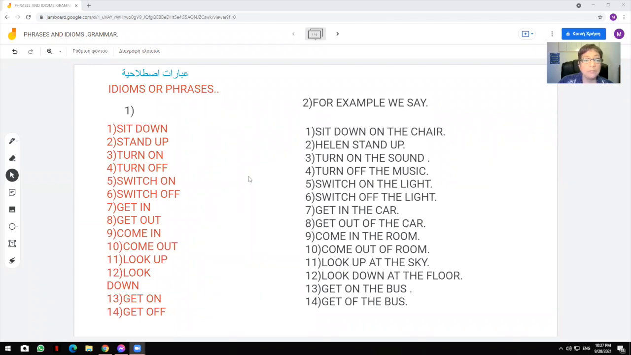Idioms or phrases. Now, idioms and phrases, يعني عبارات اصطلاحية. For example, number one says, sit down. Sit down, يعني اجلس.